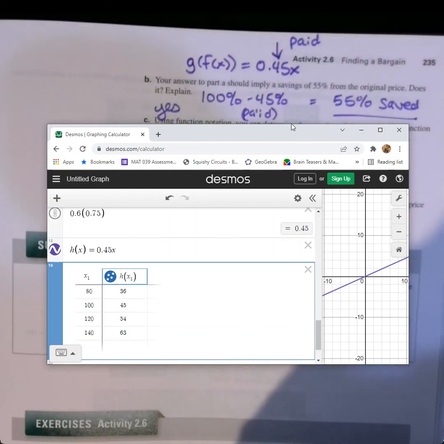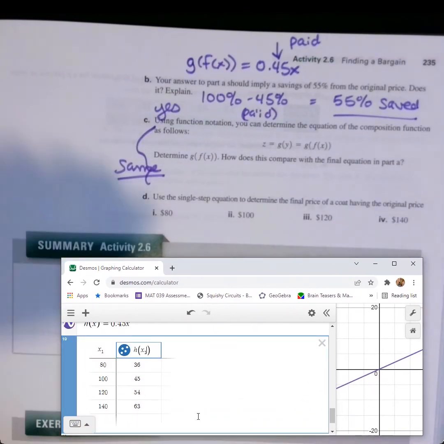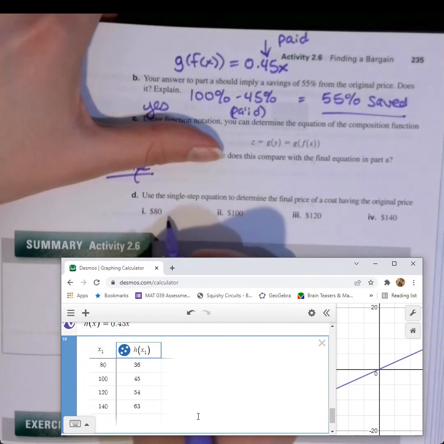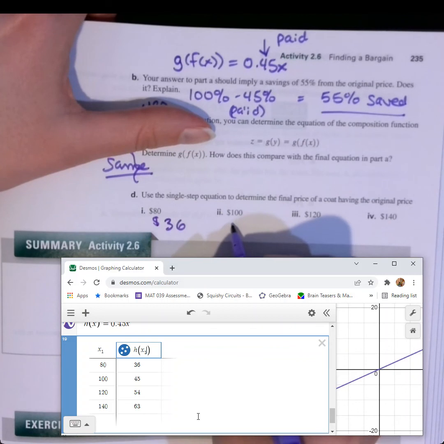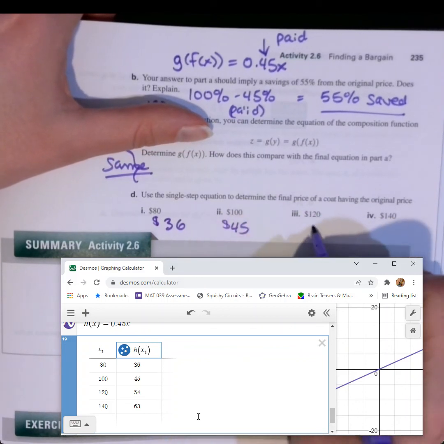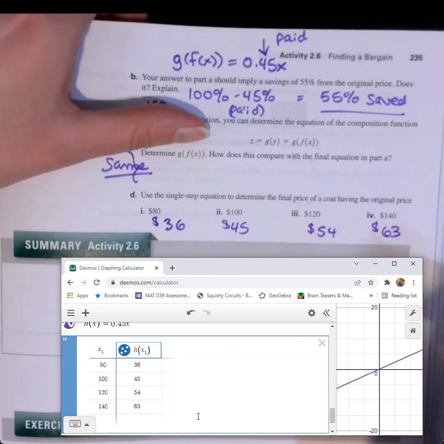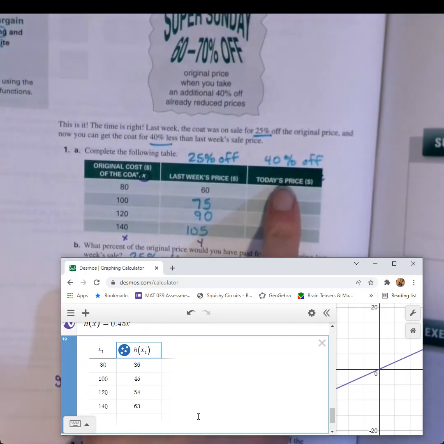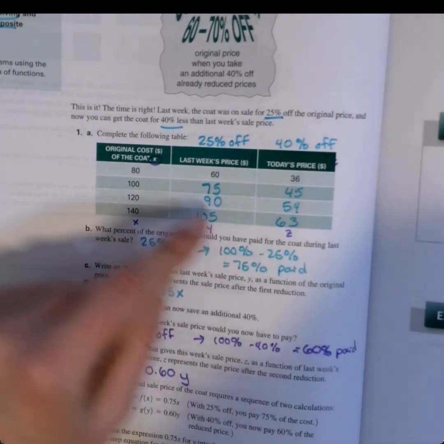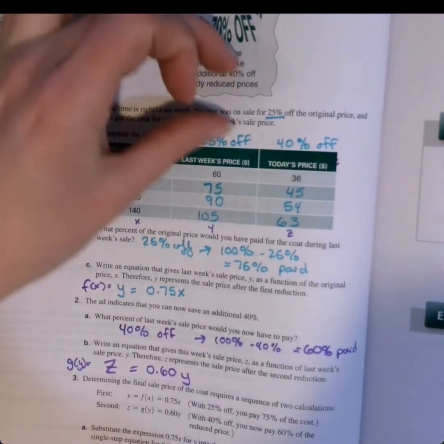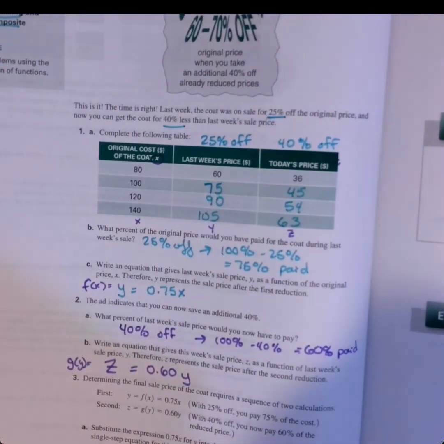All right, so if I shrink this window down a little bit, we can see that our $80 coat is going to cost $36. Our $100 coat is going to cost $45. Our $120 coat is going to cost $54, and our $140 coat is going to cost $63. And these numbers should be exactly identical to the ones that we got before when we did the composition one function at a time, took the input, got the middle function's output, took the middle function's output as the input to the second function to get the cumulative output.